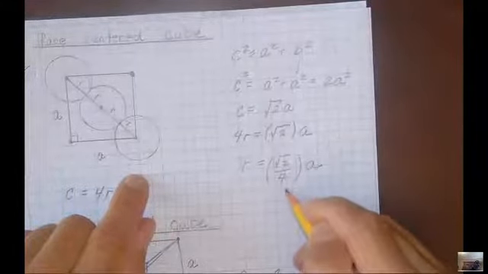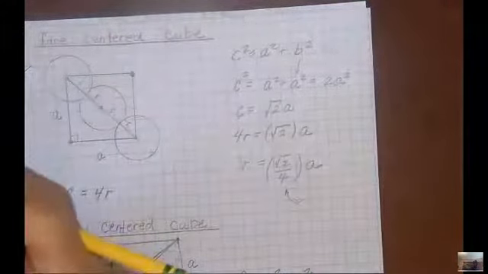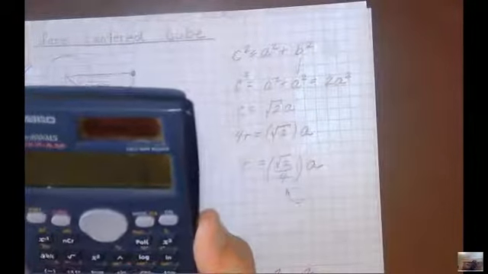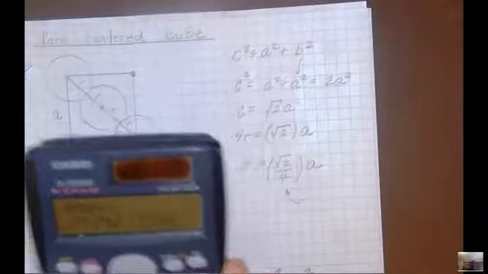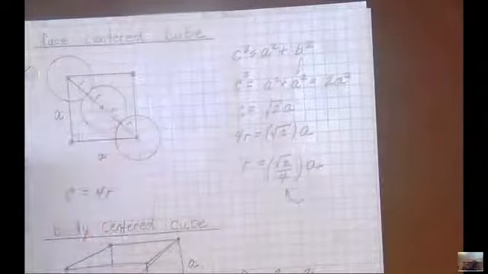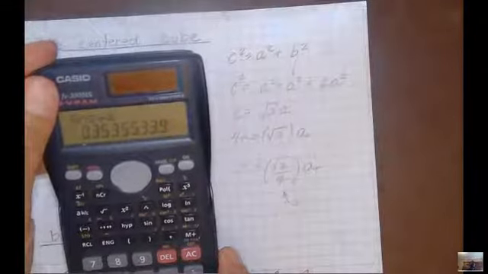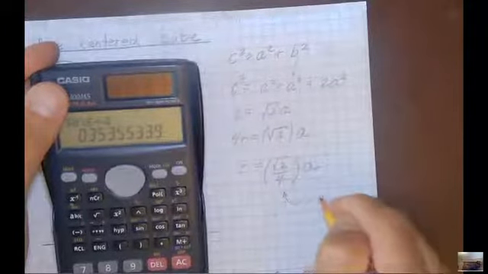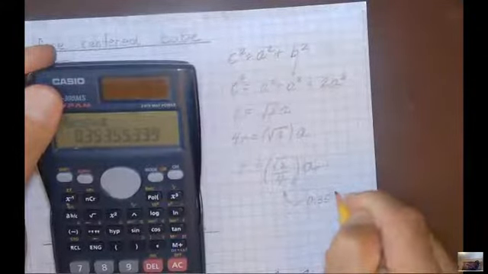If you wanted to figure out what this number is, the square root of 2 is a number like, I think it's 1.41, and then let's divide it by 4. So if you wanted to get the fraction, we would just take the square root of 2, 1.41, divided by 4. So the radius is 0.353.